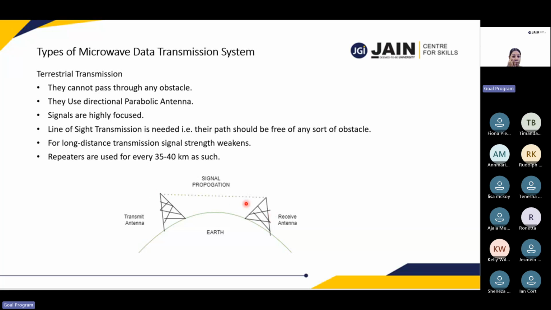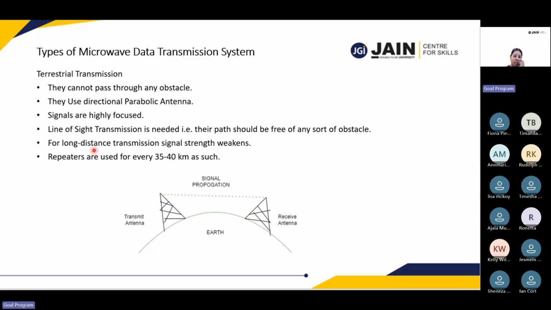They use directional parabolic antennas. They are using the parabolic antennas, which are directional in nature. Signals are highly focused. Line of sight transmission is needed because, you see, otherwise here and there they can't communicate, and their path should be free from any obstacle. They can't penetrate through any obstacles.